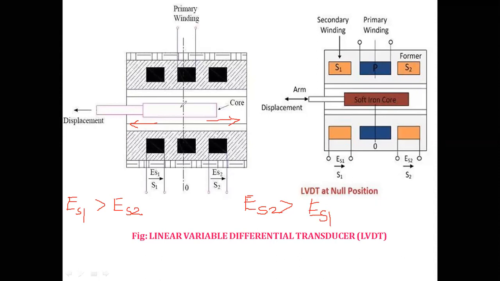If it is at the null position, ES1 is equal to ES2. This is the entire working. This is the basic relation, and this is very useful. These are the 3 cases we discuss in the entire working of LVDT.